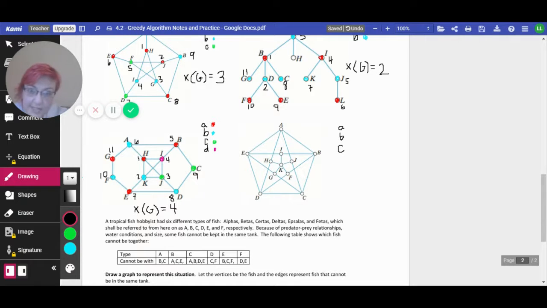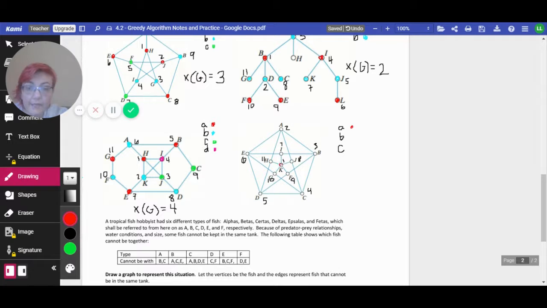All right, vertex of highest degree is K. 1, 2, 3, 4, 5, 6, and then we'll do 7, 8, 9, 10, and 11. Let's start off with color A, which is red.